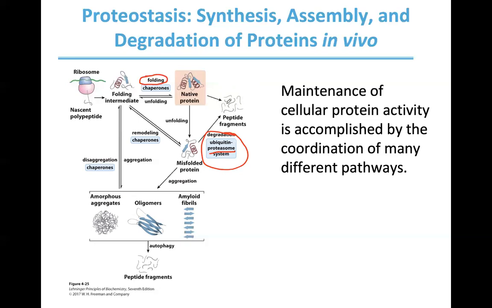Your misfolded protein is going to be digested before it does something bad. And there are actually things that it can do that are bad. Let me tell you which things it can do. I actually wrote them down.